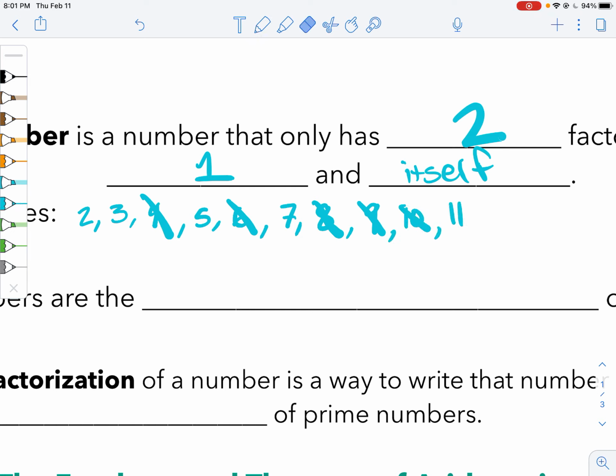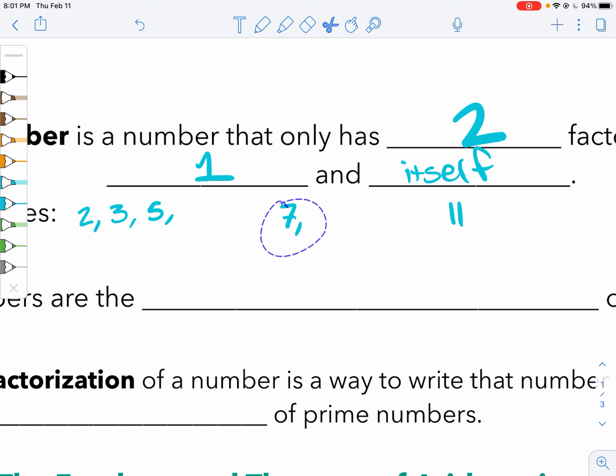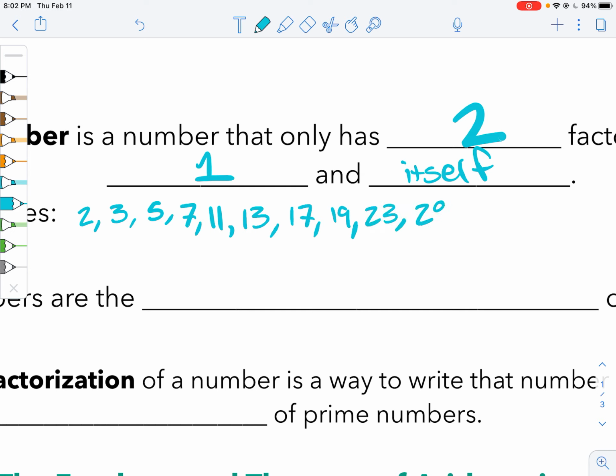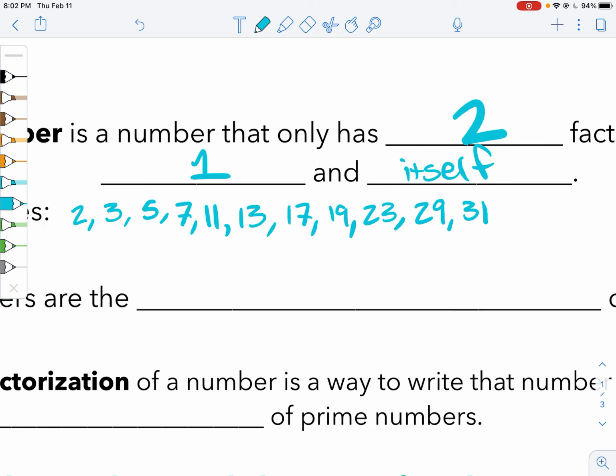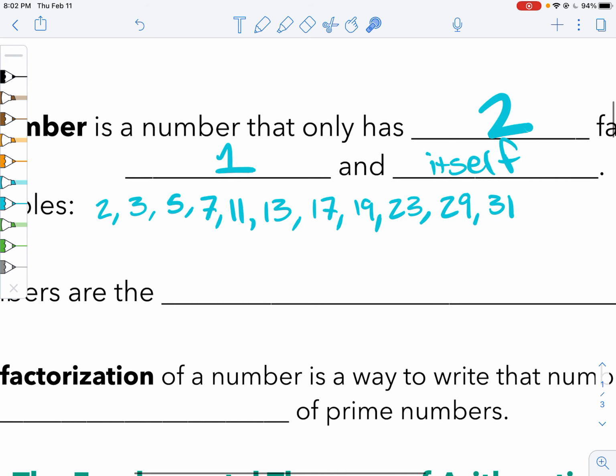11 is prime. So prime numbers are not divisible by anything except for themselves. This is the start of literally an infinitely long list of prime numbers. Other prime numbers include 13, 17, 19, not 21, 23, not 25, not 27, 29, 31. You'll notice that these are all odd, because if they're even, they're divisible by 2, and that's not 1 or itself. The only exception is, of course, 2 itself. 2 is the only even prime number.